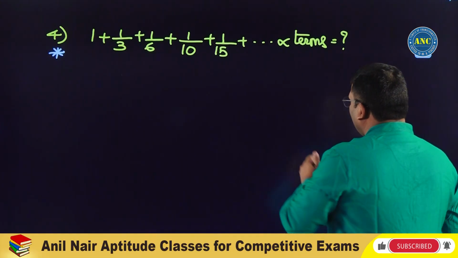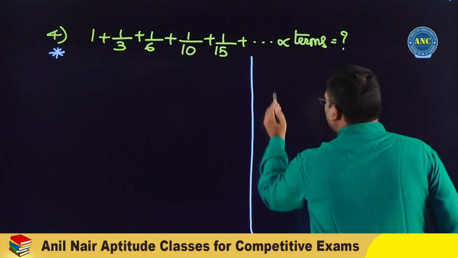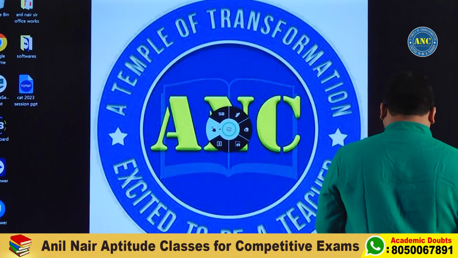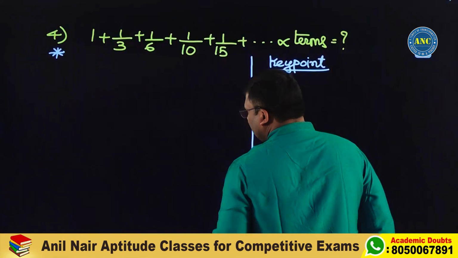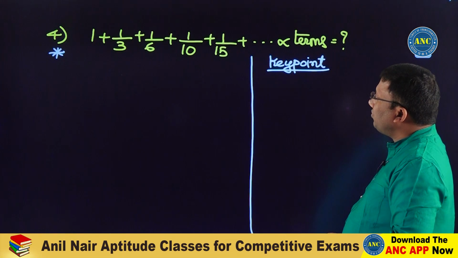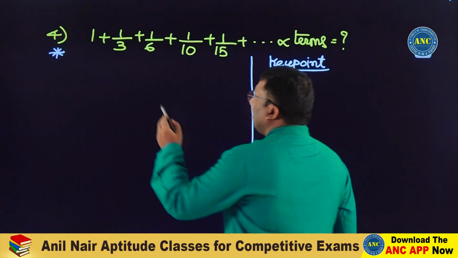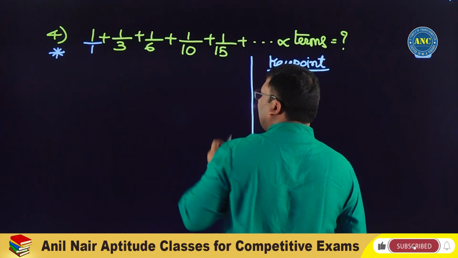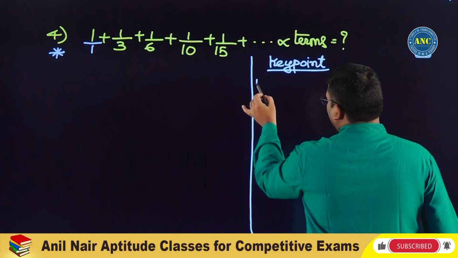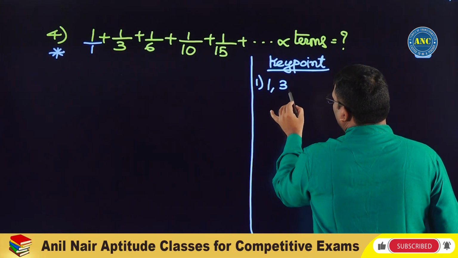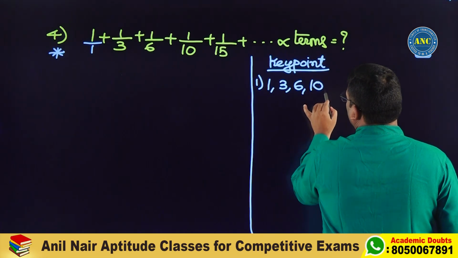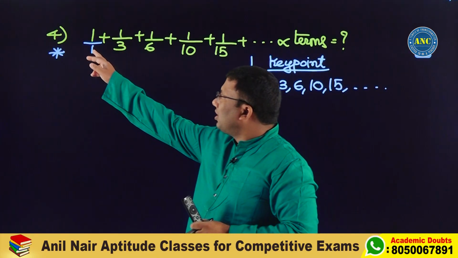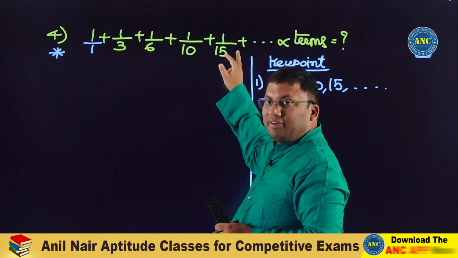Now, before we solve this, please write down an important key point. 1 plus 1 by 3 plus 1 by 6 plus 1 by 10. Please look at the denominators. Denominators are 1, 3, 6, 10, 15 and so on. Listen carefully, sir. First take the denominator values: 1, 3, 6, 10, 15 and so on.